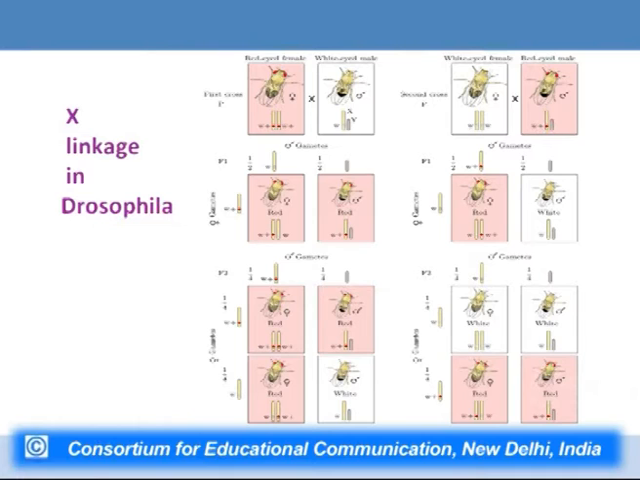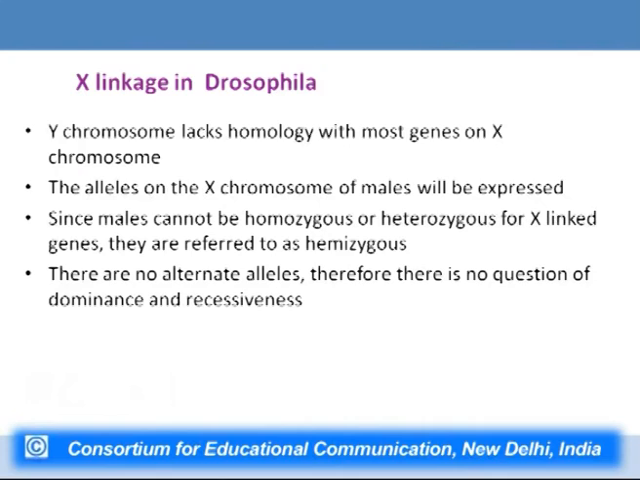The second cross, which is a reciprocal cross involving a white-eyed female and a red-eyed male: when these individuals are mated, we get females who have 1 copy of the wild type allele and males who have a mutant allele, so they are white-eyed. When these individuals are mated among themselves, we get females who are white-eyed because they have 2 copies of the recessive allele, and females who are red-eyed because they have 1 copy of the wild type allele, males who are white-eyed because they have only 1 copy of the mutant allele, and males who are red-eyed because they have 1 copy of the wild type allele. So this established the X linkage in Drosophila.